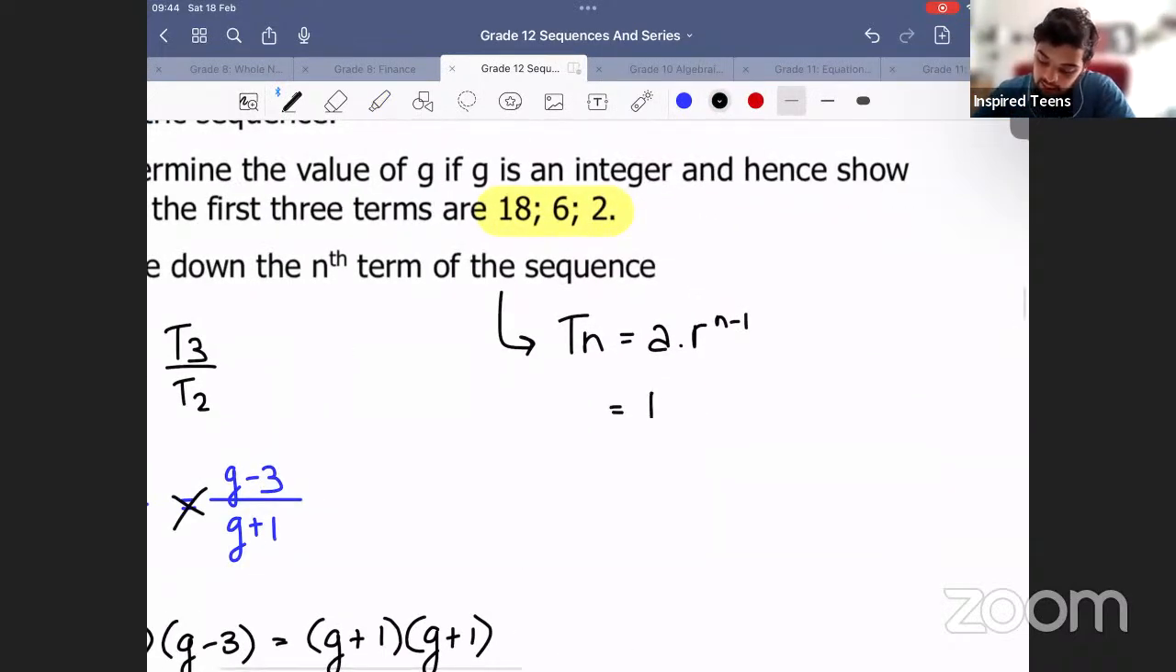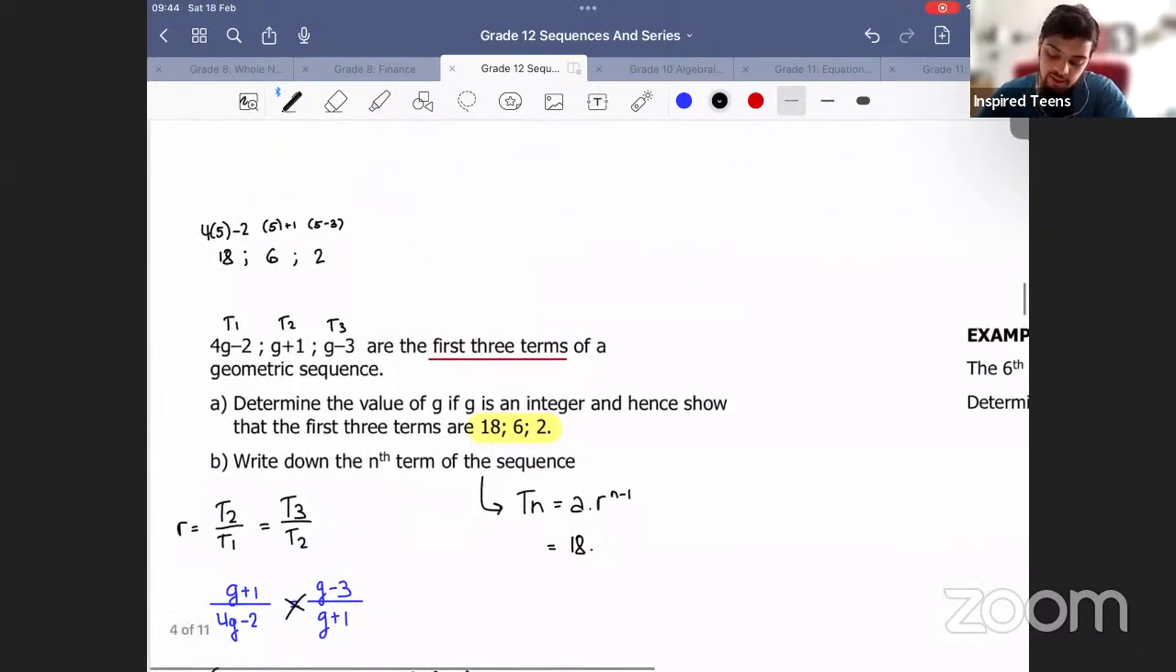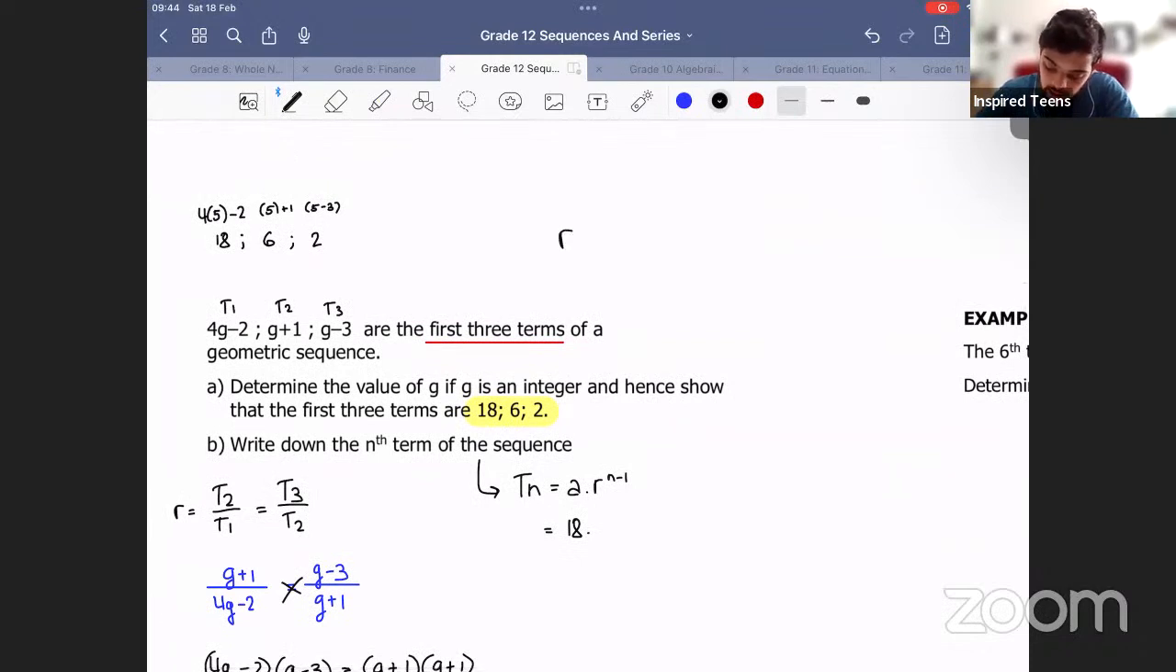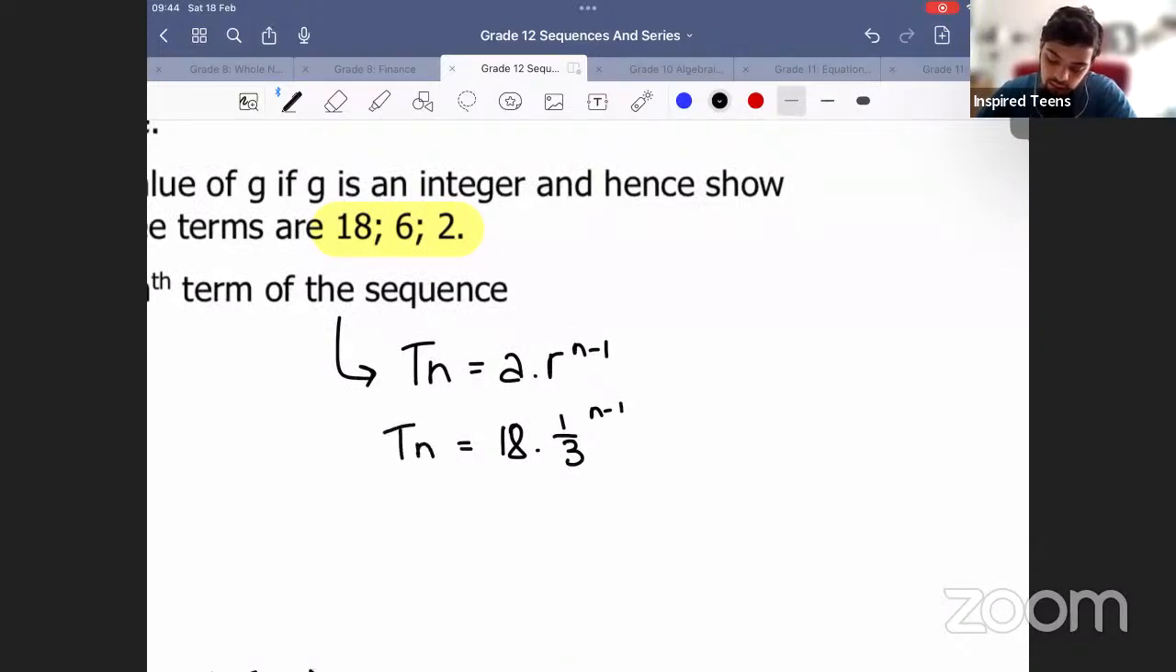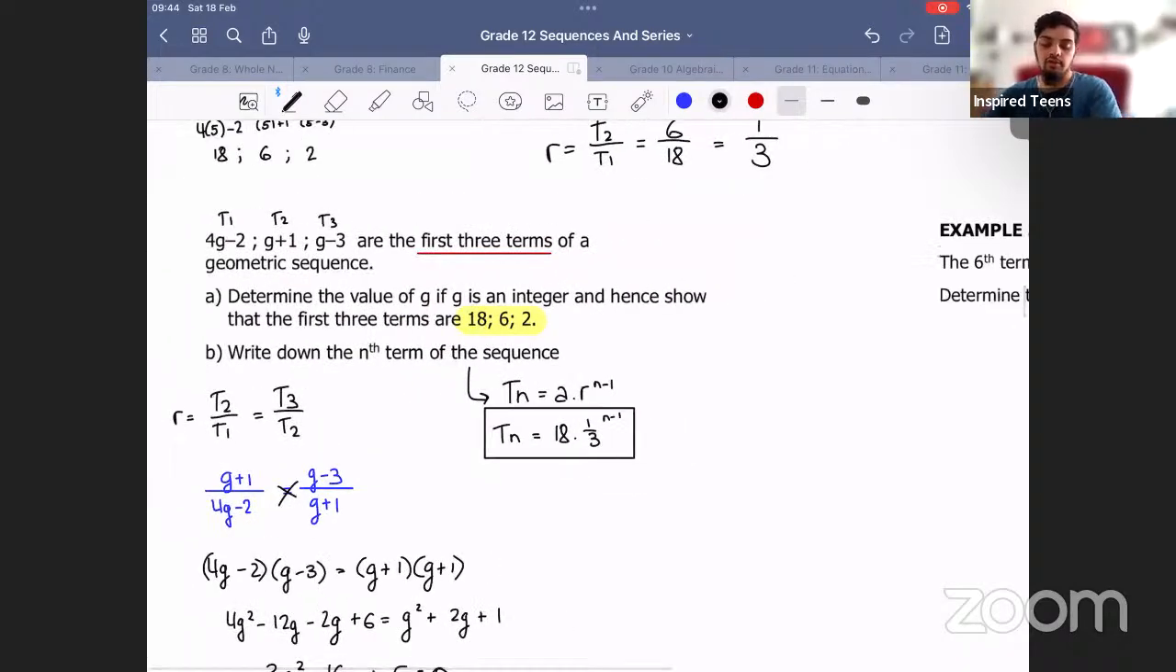So A is 18. R is, did we determine R? Okay, we haven't determined R yet. How do we get R? R is basically T2 over T1. So T2 is 6. T1 is 18. This simplifies to 1 over 3. This time it's a fraction. So 18 times 1 over 3 to the power of n minus 1. Okay, and that is our solving for Tn.